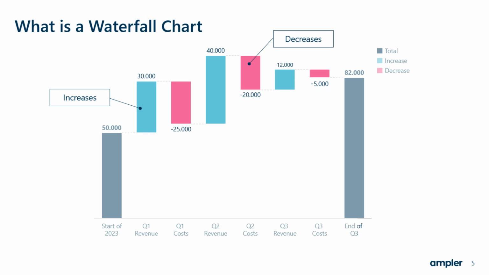The intermediary columns are color-coded to indicate the positive or the negative changes. The length of each column indicates the magnitude of change. Now let's take a look at some use cases.